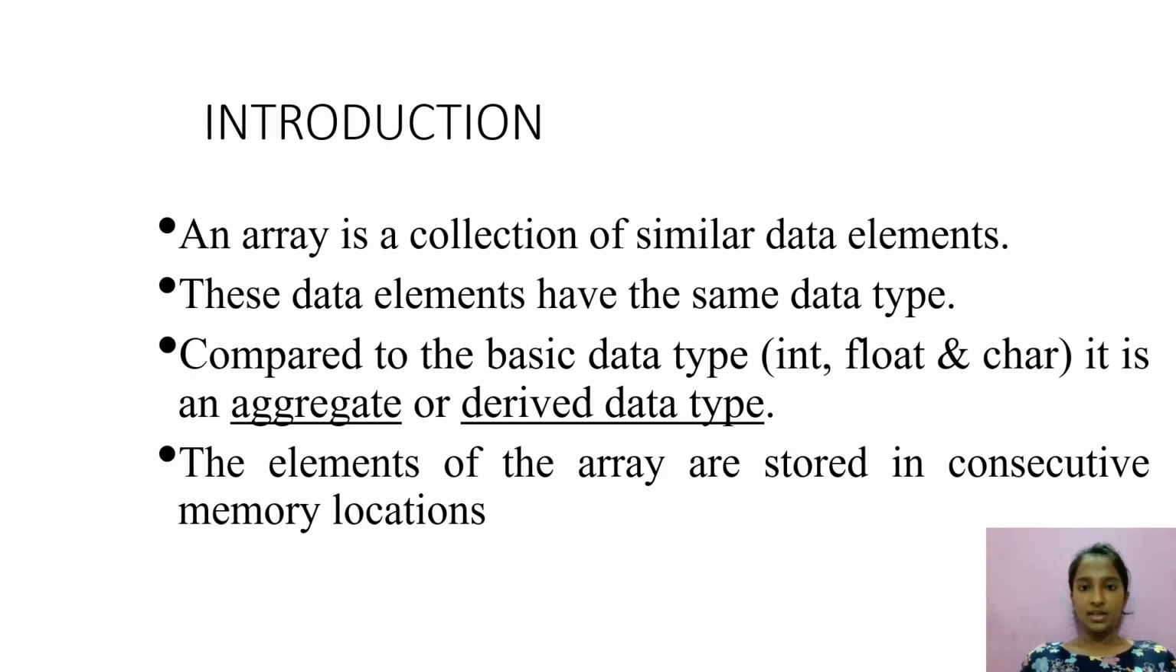Introduction. An array is a collection of similar data elements. These data elements have the same data type. Compared to the basic data types, that is integer, float, and character, it is an aggregate or derived data type. The elements of the array are stored in consecutive memory locations.